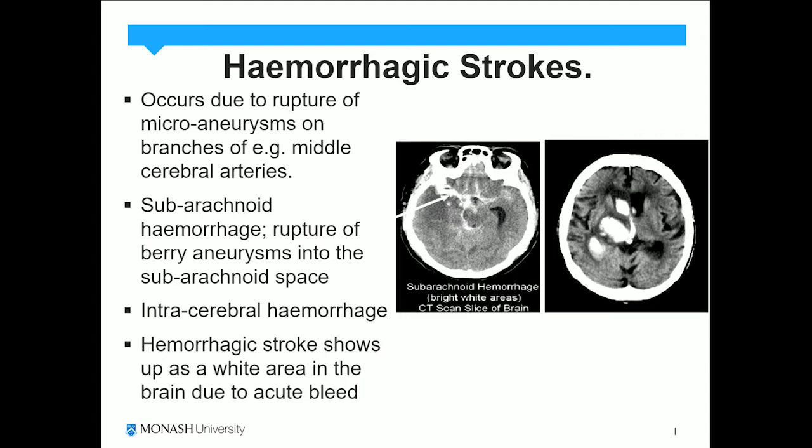Hemorrhagic strokes occur due to rupture of microaneurysms, and this is in the branches, for example, around the circle of Willis, as mentioned, and one of the main ones is the middle cerebral arteries. So subarachnoid hemorrhage is the rupture of an aneurysm, and it then ruptures into the subarachnoid spaces, and we can see that bright area on the scan on the left side. Intracerebral hemorrhagic stroke shows up as a white area in the brain, and this you can see on the image on the right.